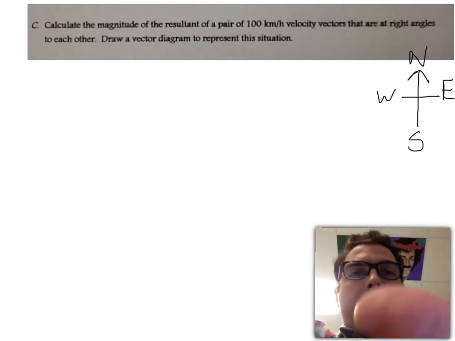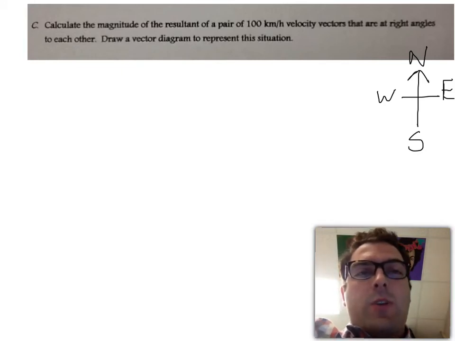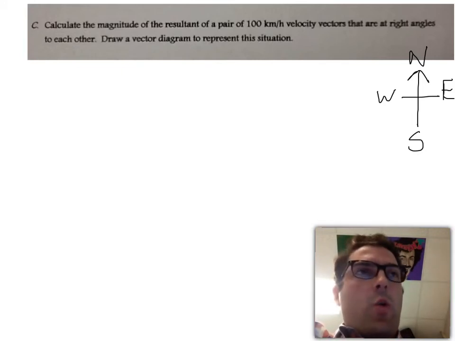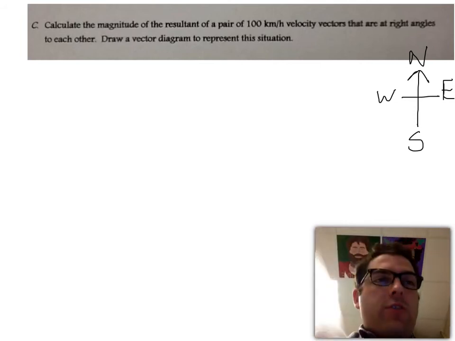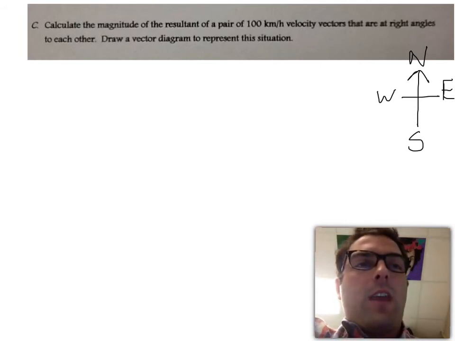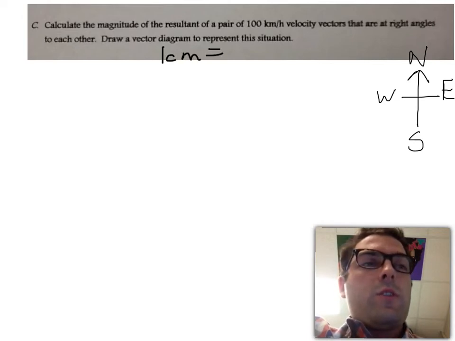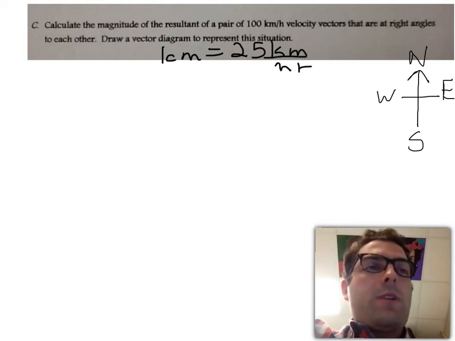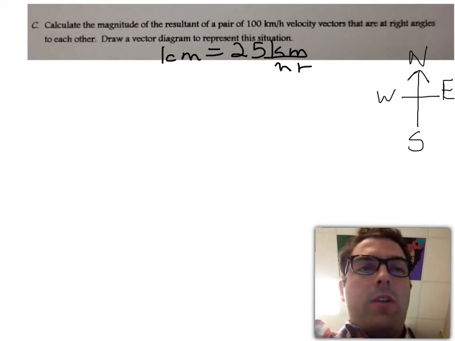Now they specify that we need to have 2 vectors. So in this case, we're going to have one vector that is going north at 100 kilometers per hour, and I'm going to set my scale. My scale is going to be for every 1 centimeter is going to be equal to, let's do 25 kilometers per hour. So if it's 100 kilometers per hour, 100 divided by 25 comes out to be the fantastic number of 4.